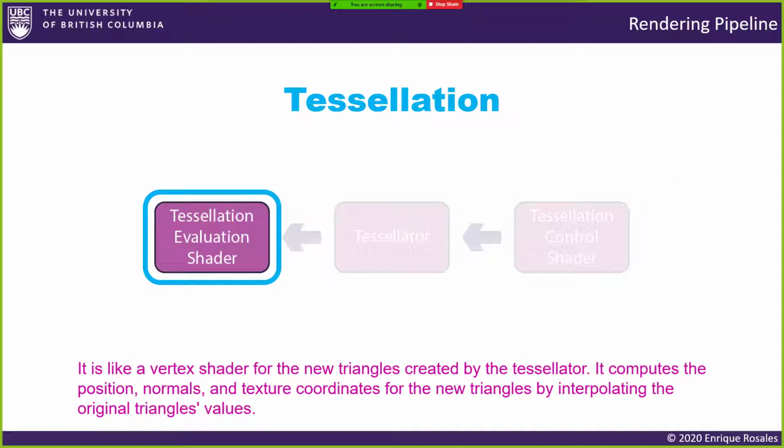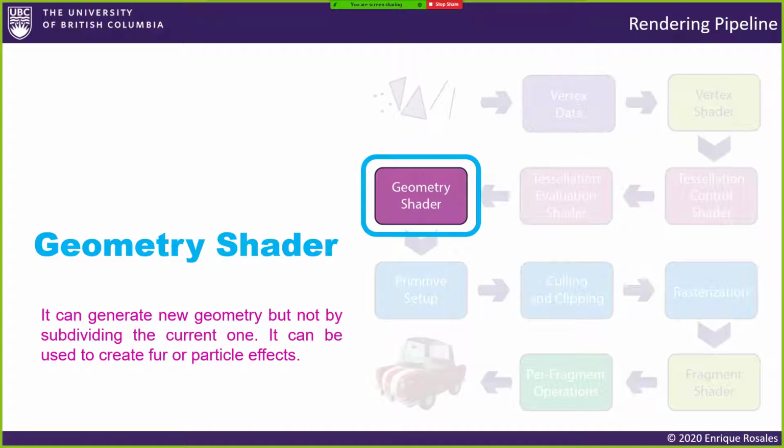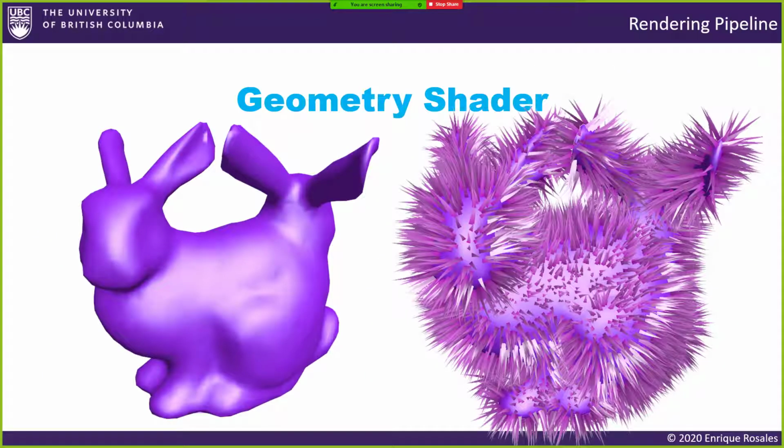So after tessellation, this stage in which we can create more geometry by subdividing the triangles, we have the geometry shader. We already explained that this can generate new geometry, but not by subdividing the current geometry, rather by creating geometry from scratch. We can use this for particle generation, or water, or many crazy things. And this is where we basically finished last time.